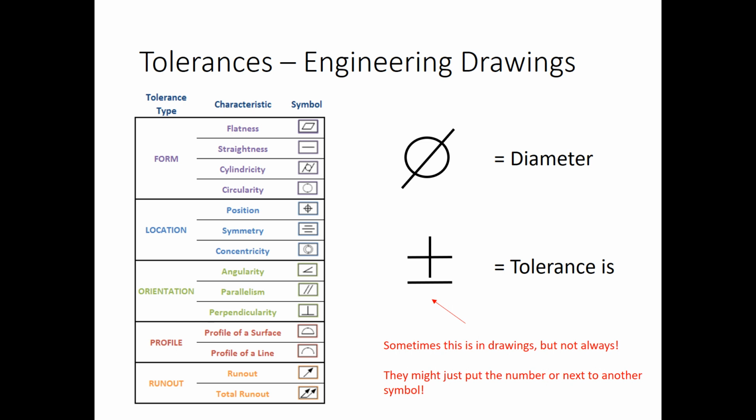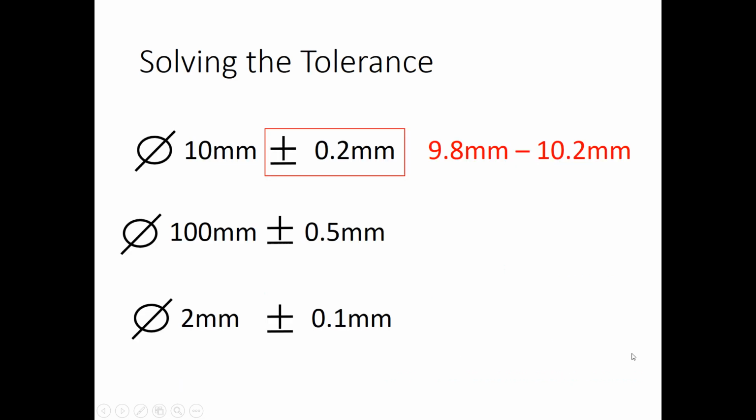We've got some symbols that you might need to know. So we've got this one here, which is a circle with a line through it. That means diameter. The plus and minus is normally what tolerance is. So if you see that anywhere, that's normally that. Sometimes it's in drawings, but not always. It could just be a number next to the symbol.